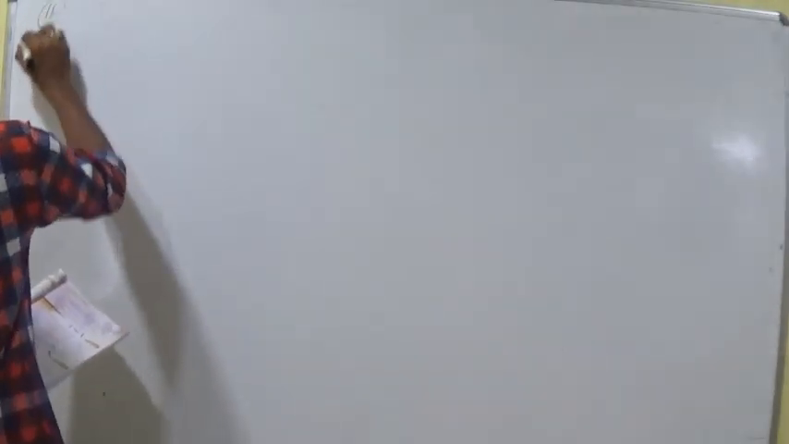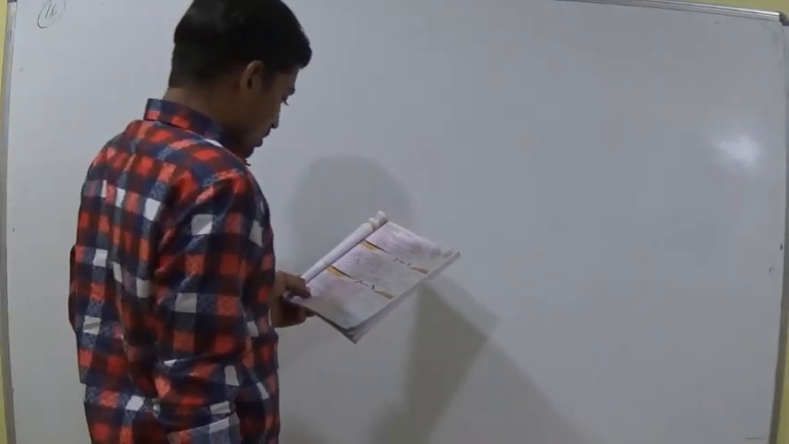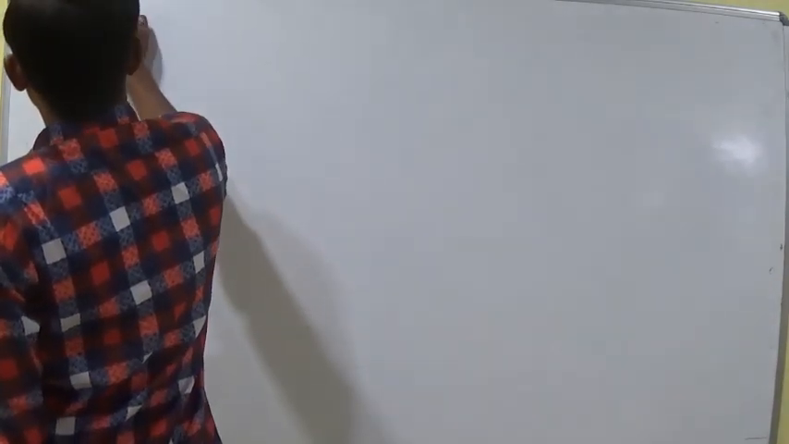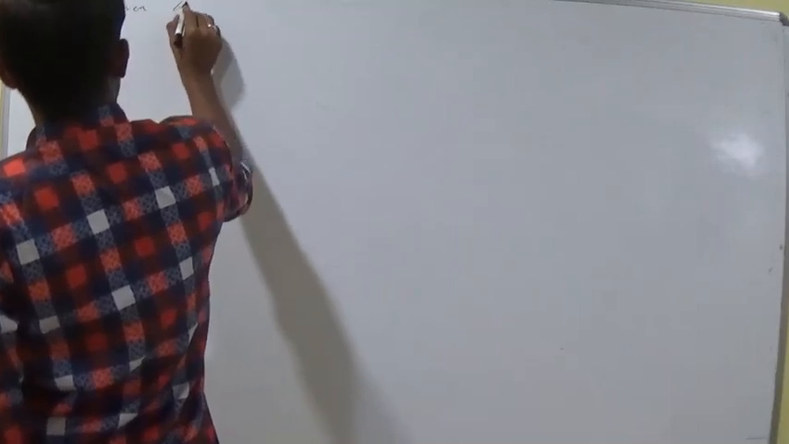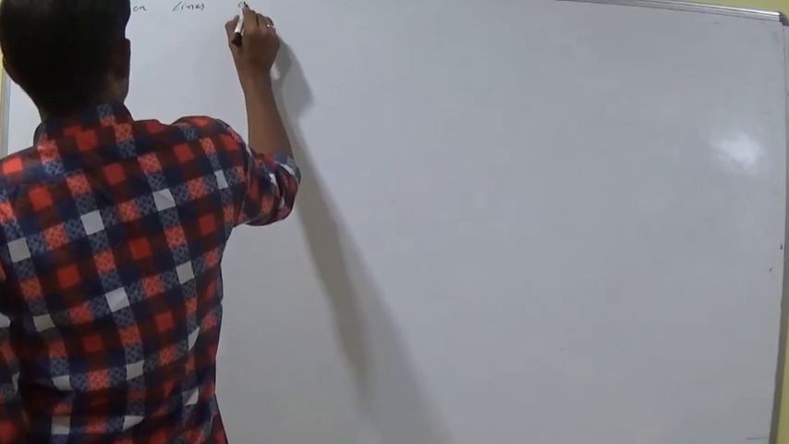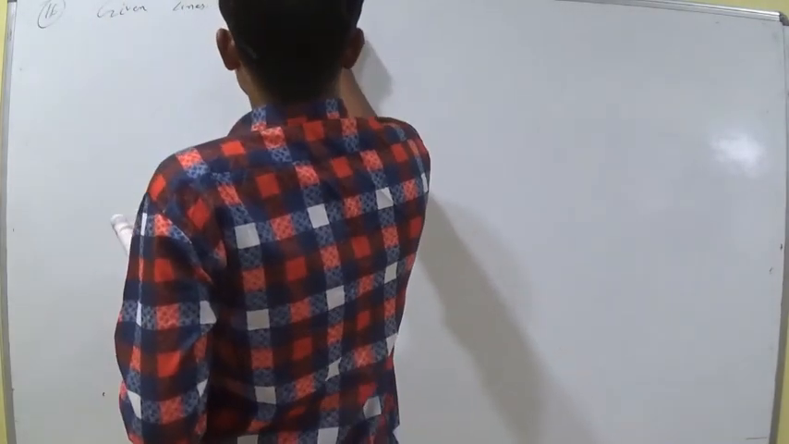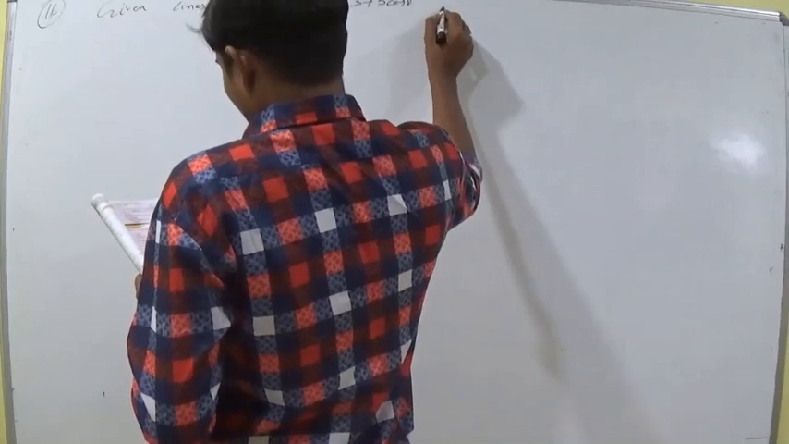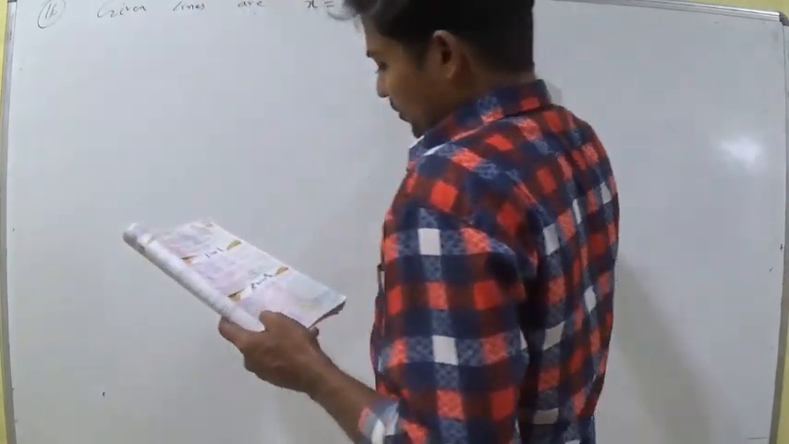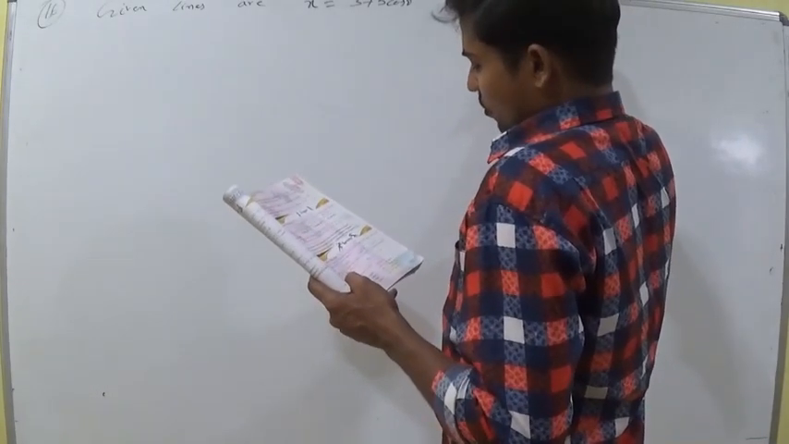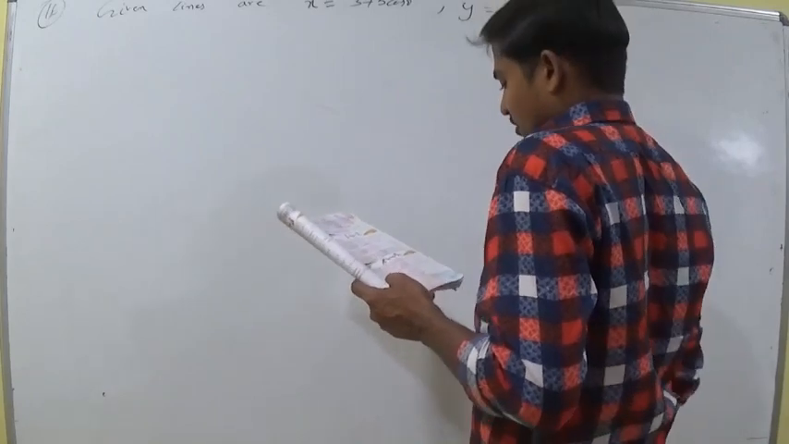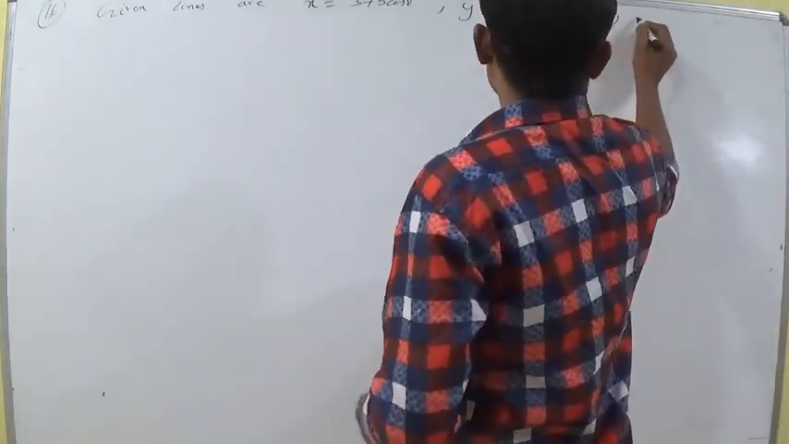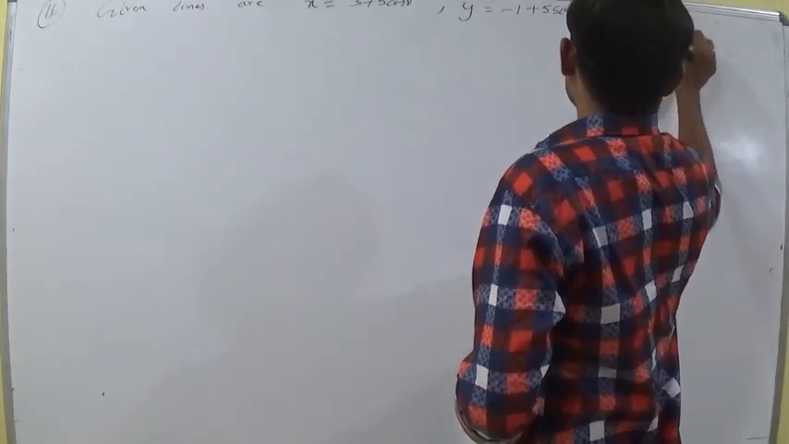16th. The given lines are x equal to 3 plus 5 cos theta, comma y equal to minus 1 plus 5 sin theta, and also the point is 0, 3.